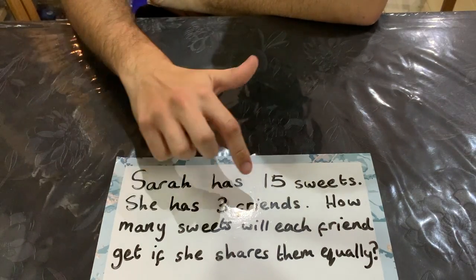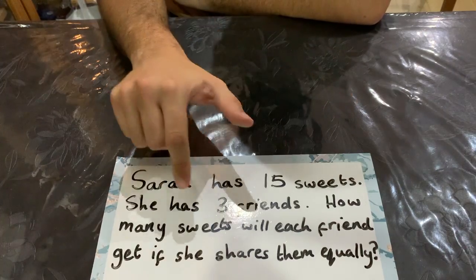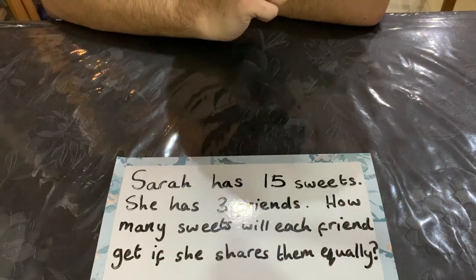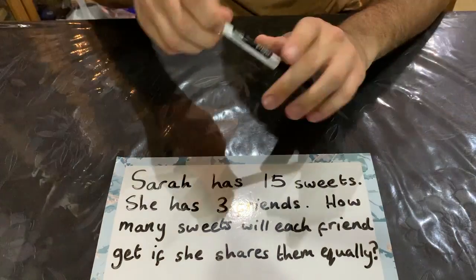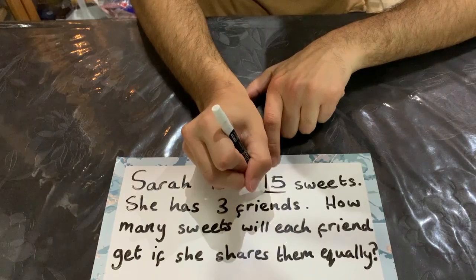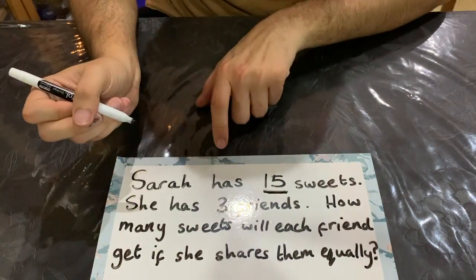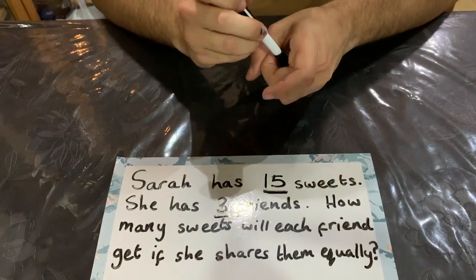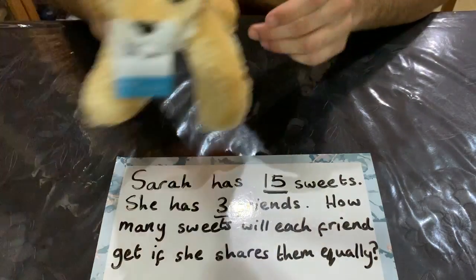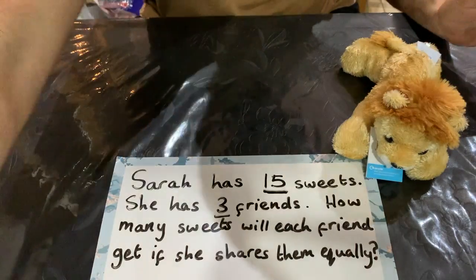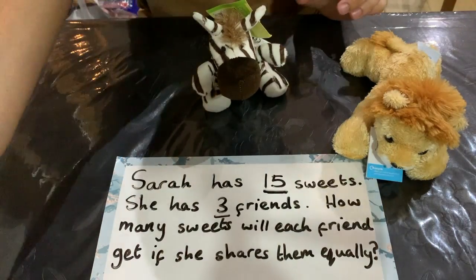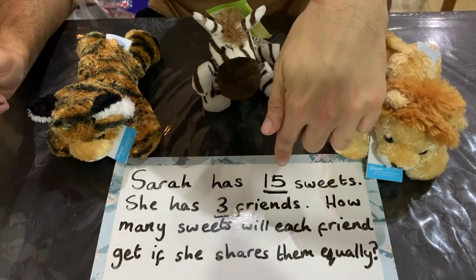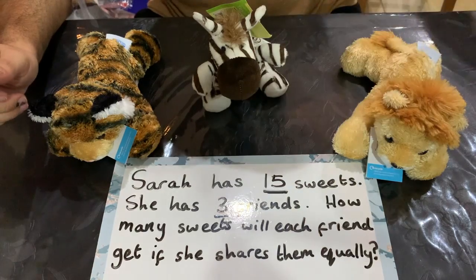She has 3 friends. How many sweets will each friend get if she shares them equally? So, we know that the number that we're sharing is 15, and the number of friends that we're sharing it between is 3. So first, I need to get my 3 friends. So I've got my lion, I've got my zebra, and I've got my tiger. So now, we need to share the 15 sweets between them.